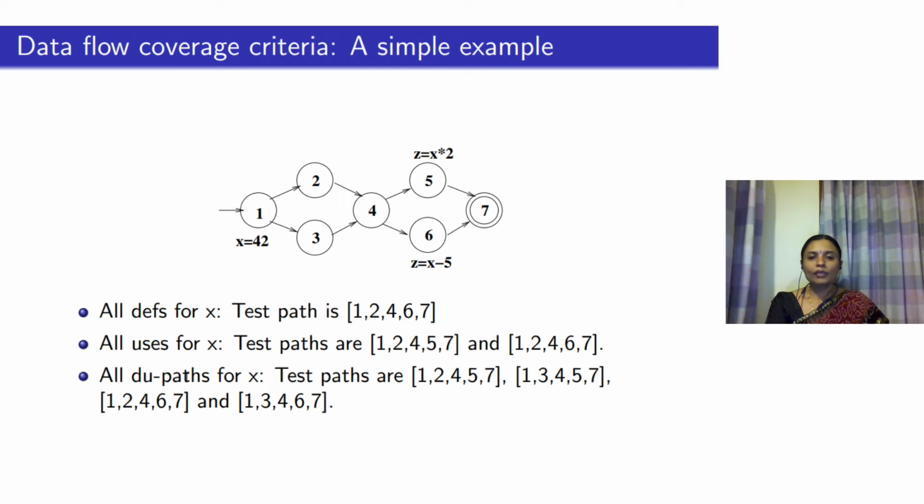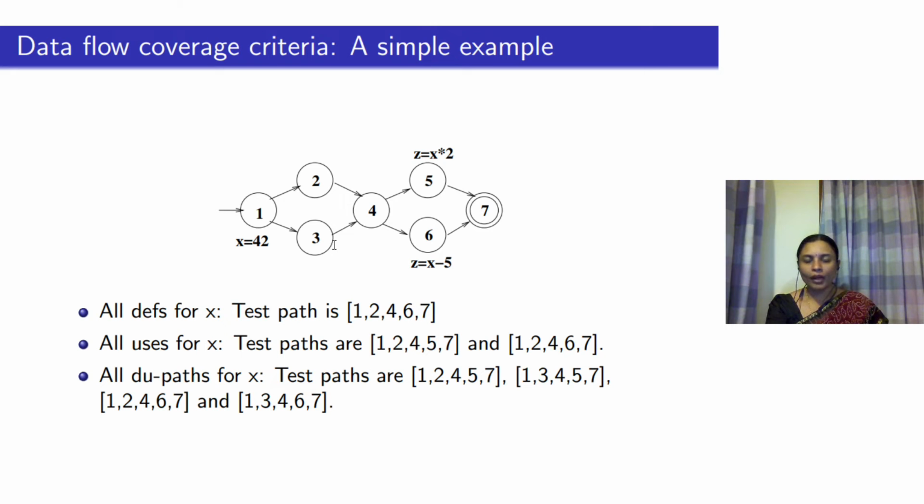All du paths for x. That is, you go from a definition of x to all possible uses of x through all possible paths. So to reiterate, the definition for x is at node 1 and the uses are at nodes 5 and 6. And the all du paths test requirement basically lists the four possible paths that take you from the definition of x to the uses at 5 and 6.